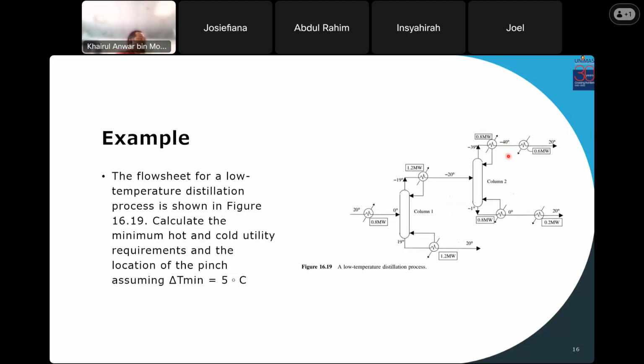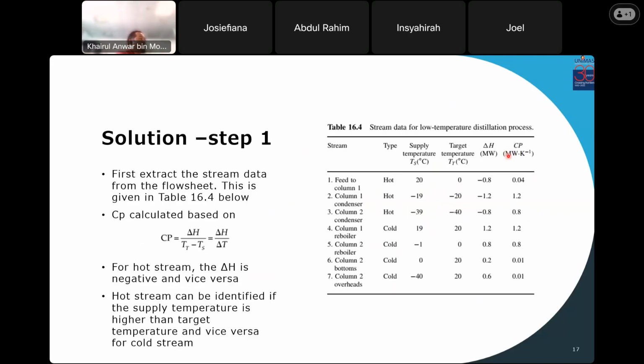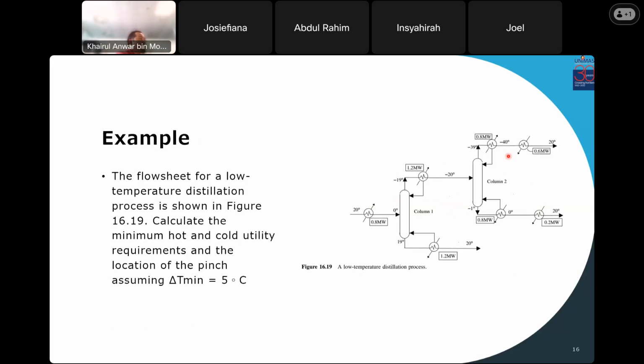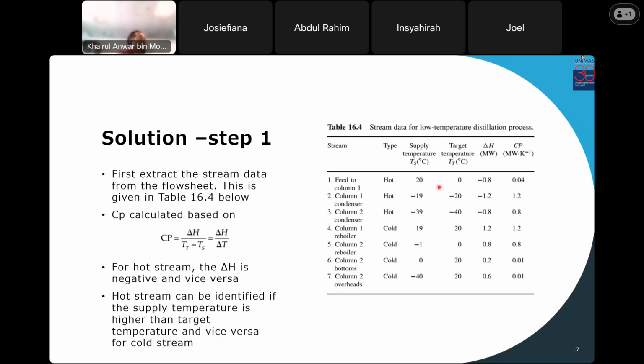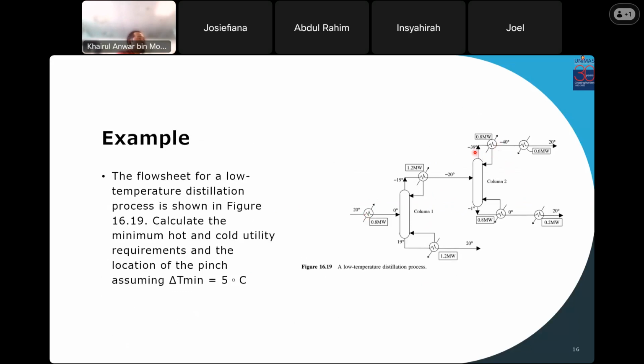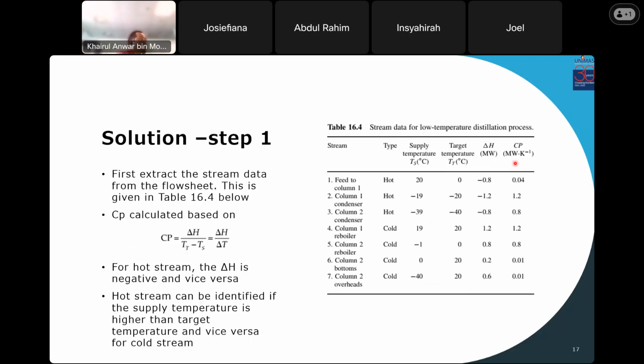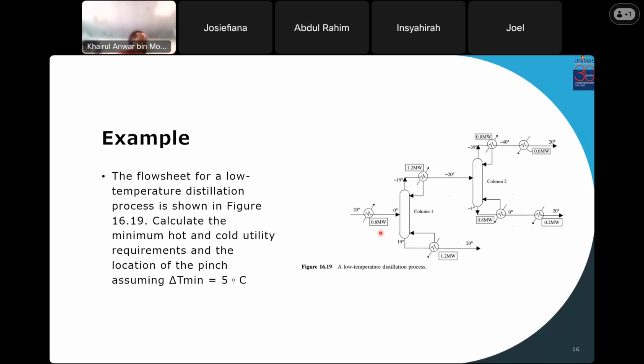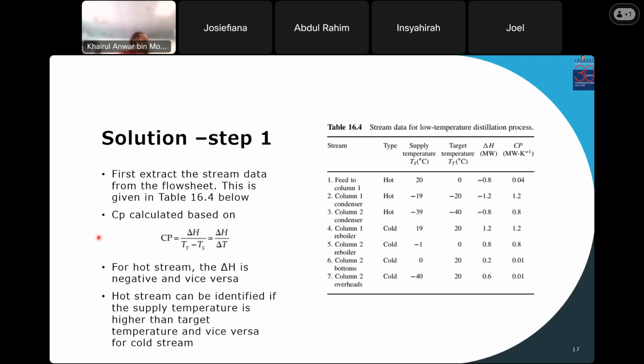Feed to column 1. Column 1 condenser. Column 2 condenser, negative 39 to negative 14. Column 1 reboiler, column 2 reboiler, column 2 bottom. So column 1 reboiler, 19 to 20. CP is calculated based on delta H over T target minus T supply.